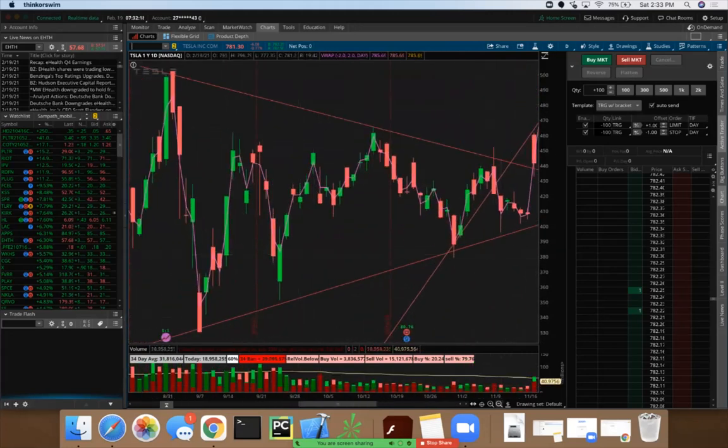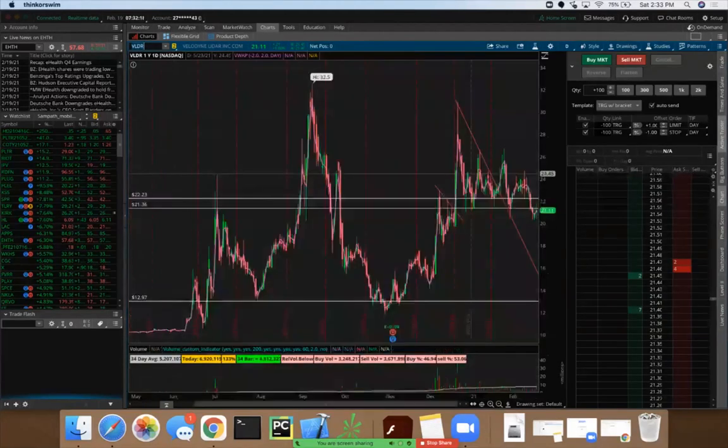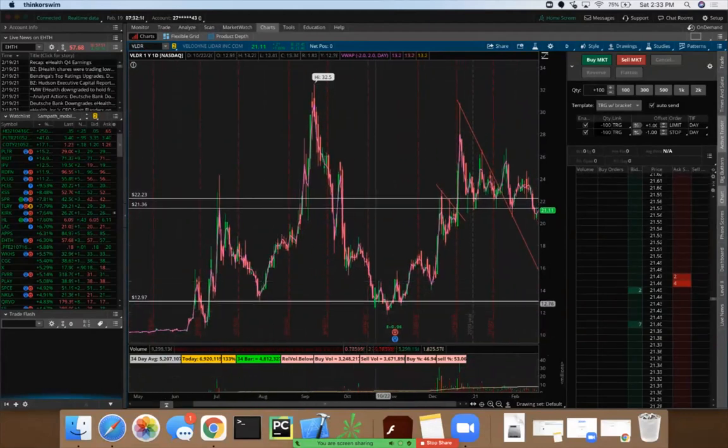Can you try VLDR? Sure. Okay, so VLDR. Let's see. There is a support level. What it really means is wherever the price is bouncing off, that would be the support level. Meaning that's where the buyers came in and tried to take the price higher from there.